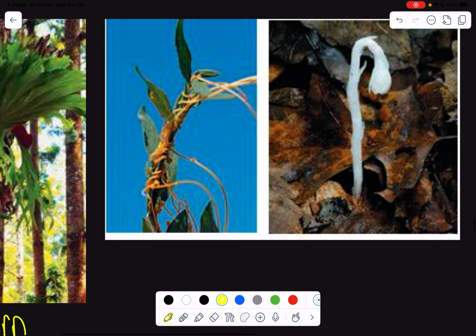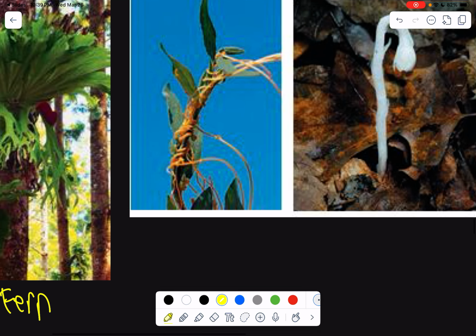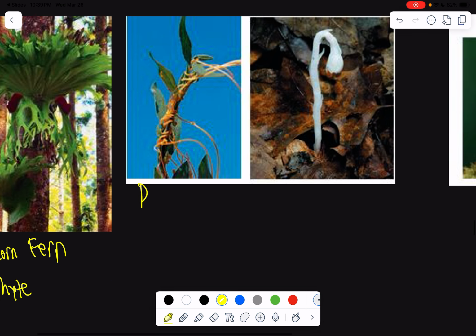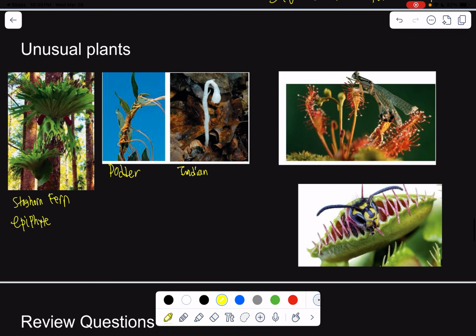And similarly, these parasitic plants, which are the dodder and the Indian pipe, are both non-photosynthetic parasites that either gain their nutrients from a host plant, or they absorb nutrients from the hyphae mycorrhizae. Either way, they're parasitic in some form.